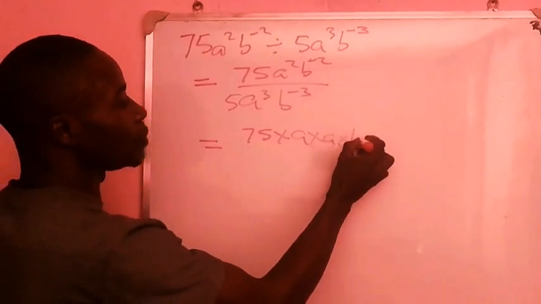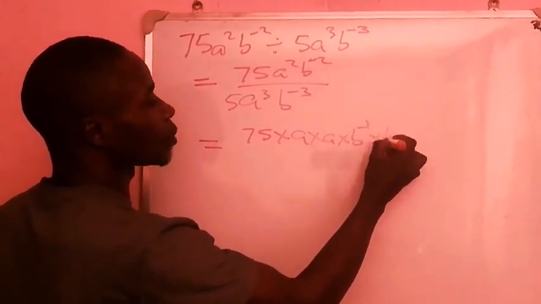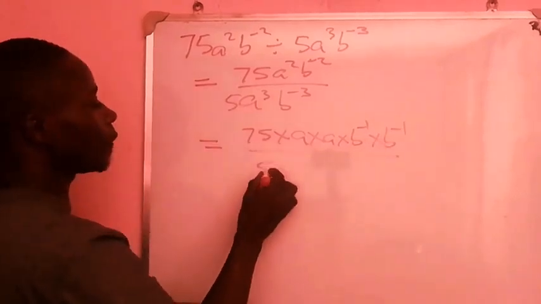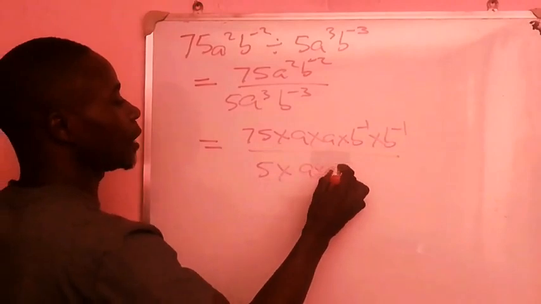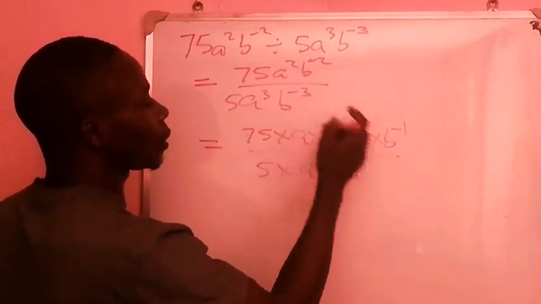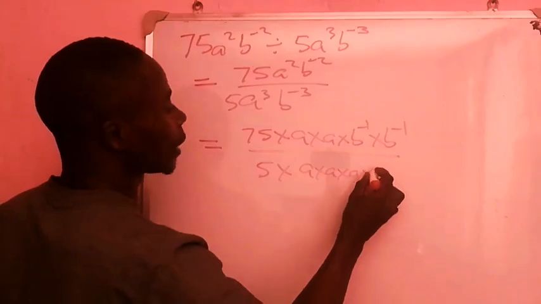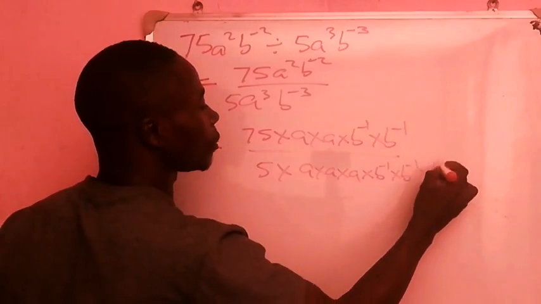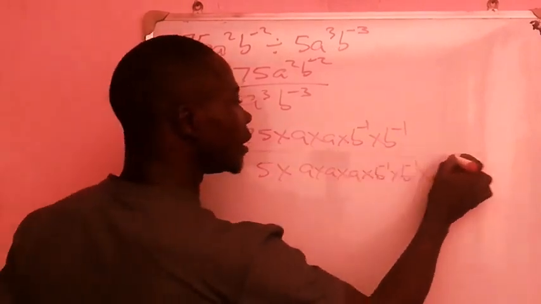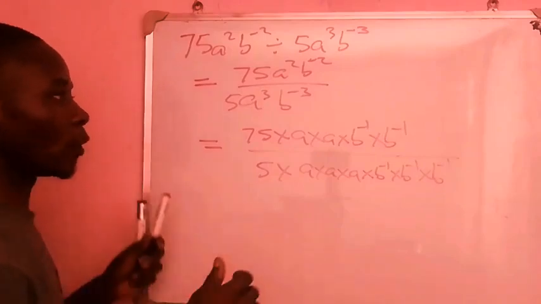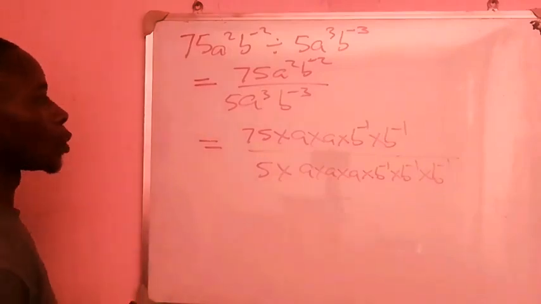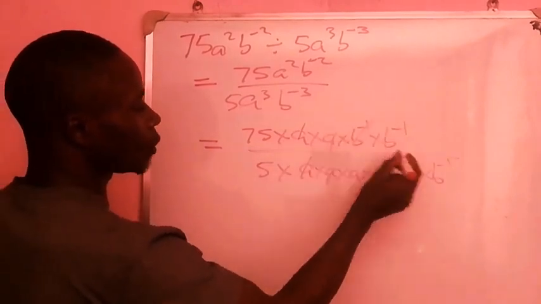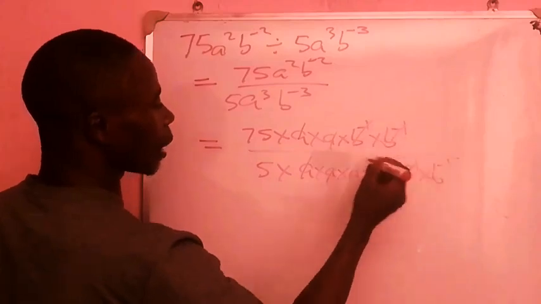and then we have times b raised to the power of minus 1 times b raised to the power of minus 1, all over the same thing here, 5 times a times a times a. Then this one also will give us times b minus 1 times b minus 1 times b minus 1. I'm trying to solve it in different ways, and then we'll tackle it in another way too. So here you see, one of these will cancel out one of these, and so on.